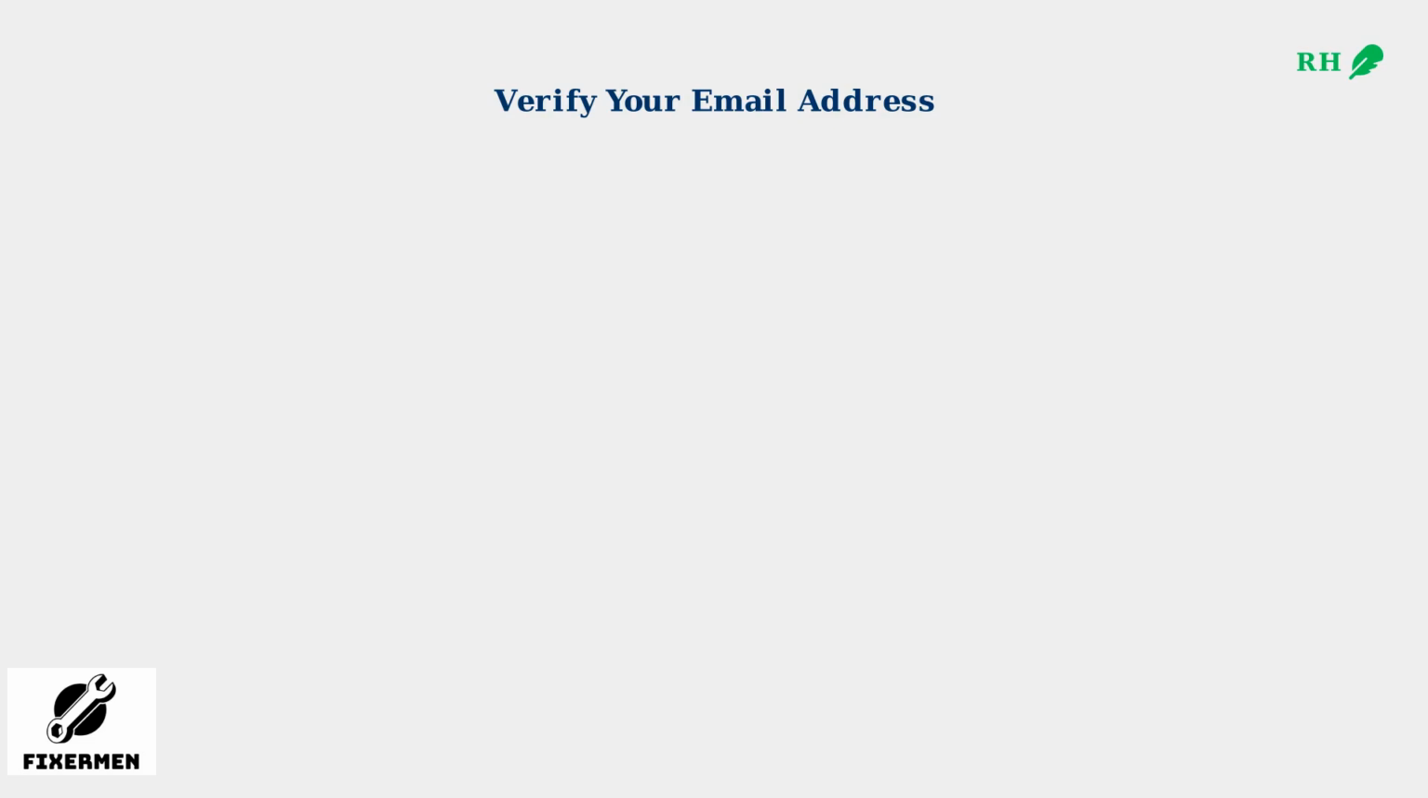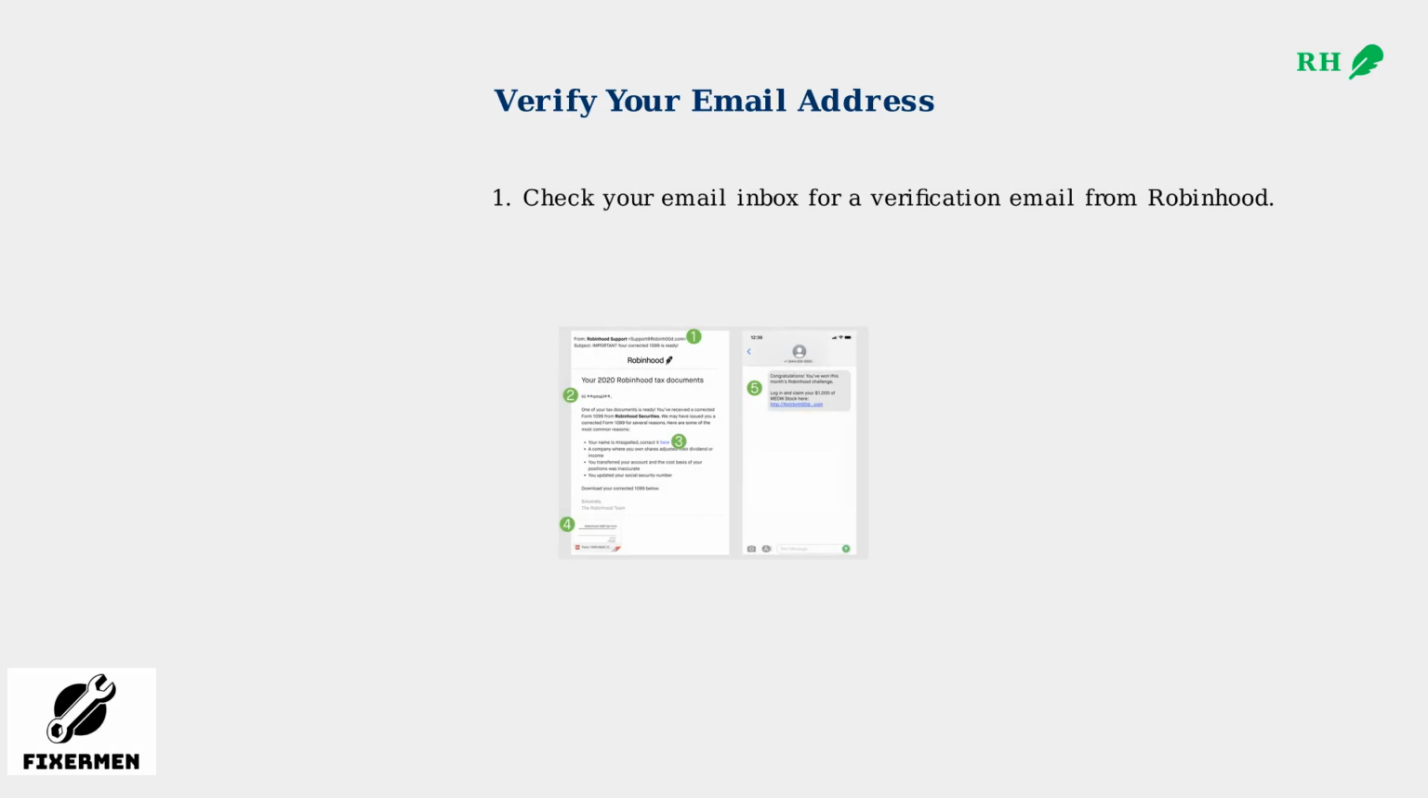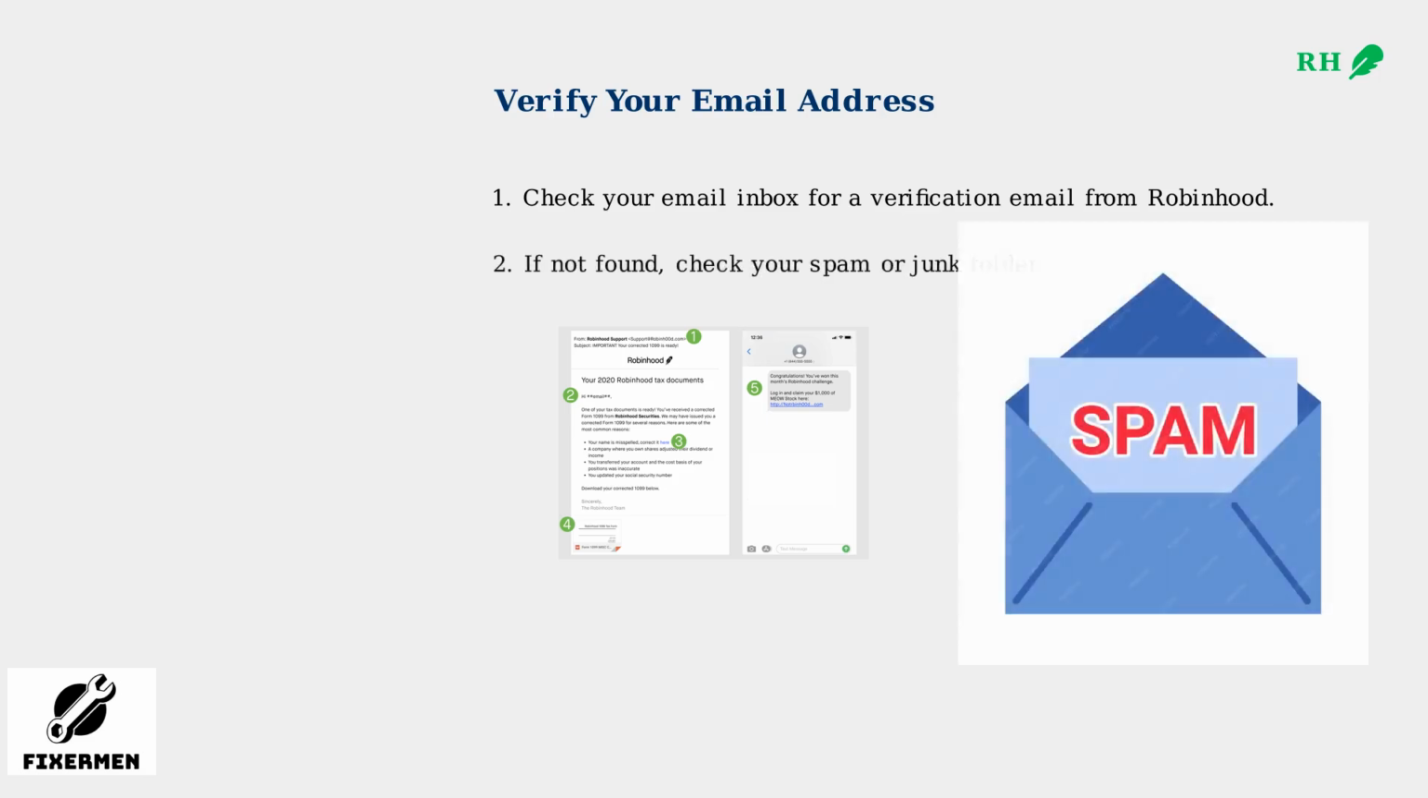Ensure your email address linked to your Robinhood account is verified. This helps maintain secure authentication. First, check your email inbox for a verification message from Robinhood. This email contains a link to confirm your account. If you don't see it in your inbox, look in your spam or junk folder. Sometimes verification emails end up there. Once you find the email, click the verification link to complete the process and secure your account access.